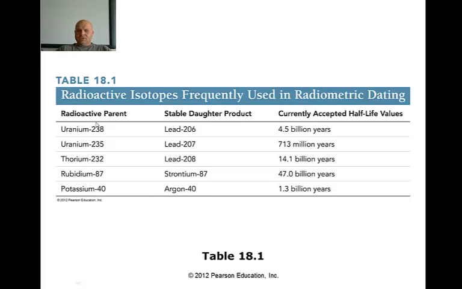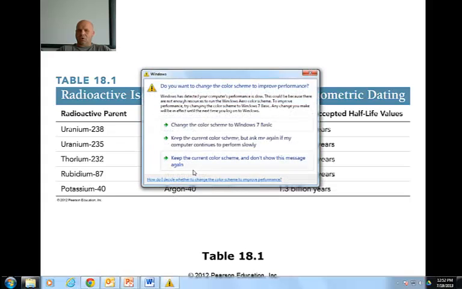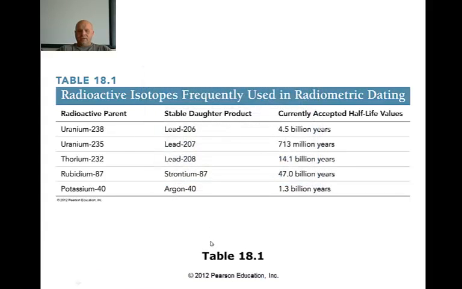So you can see how these certain elements will turn into different daughter products. And notice this is stable. That means that they are able to maintain themselves at this. So argon's a usable gas, of course, and it does it there.